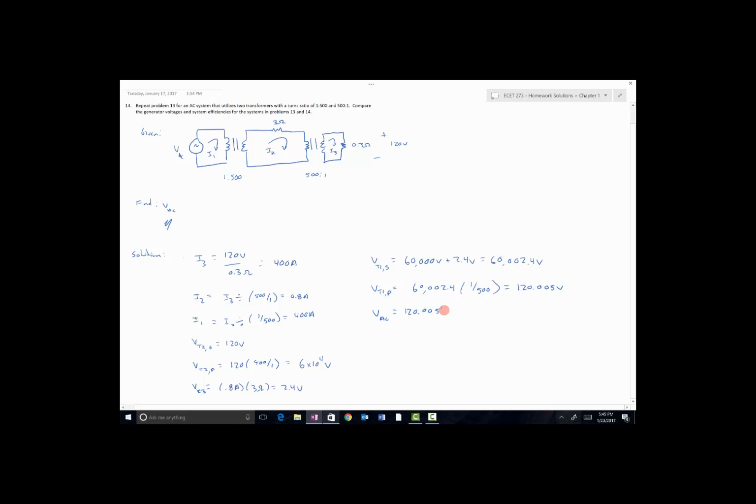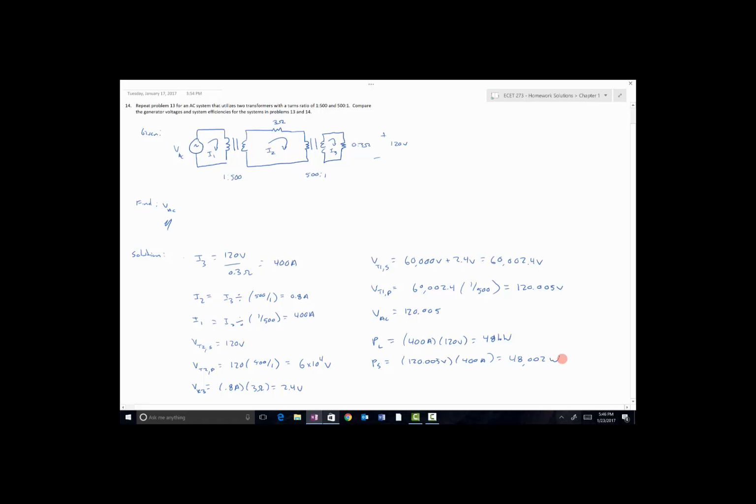The power to the load can be most easily calculated by voltage times current. We know that there was 400 amps in that load circuit times 120 volts. So 400 amps times 120 volts is equal to 48 kilowatts. And then the power sourced by the generator is just going to be equal to 120.005 volts times 400 amps, because remember, the current here was the same as the current here for this ideal case.